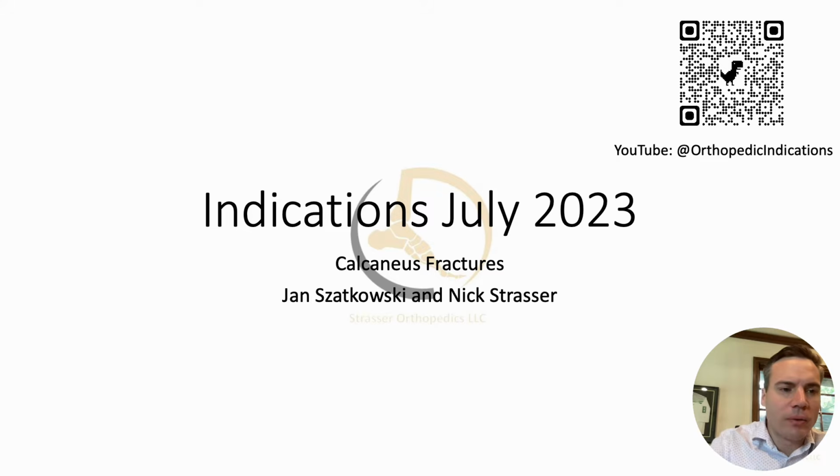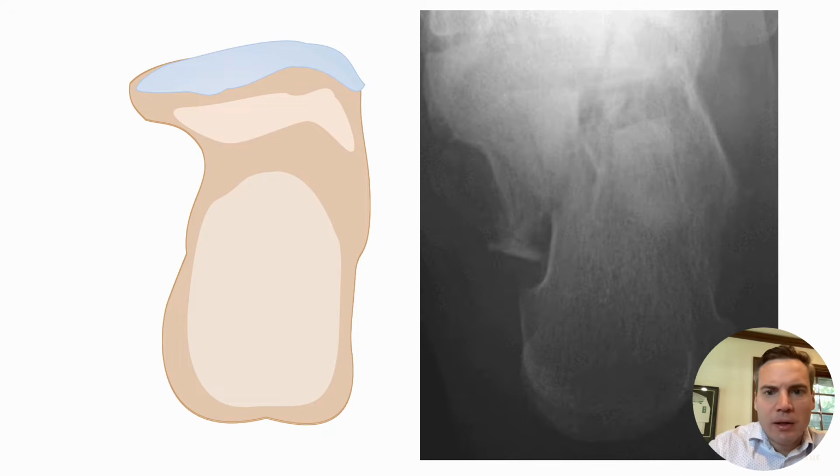I wanted to go through and do just a follow-up video on calcaneus fractures, in particular talking about the axial view, because I think this can be a bit of an intimidating view if you're not used to dealing with fractures of the calcaneus and you get into surgery and you see this view. What are we looking at and what are we trying to fix?